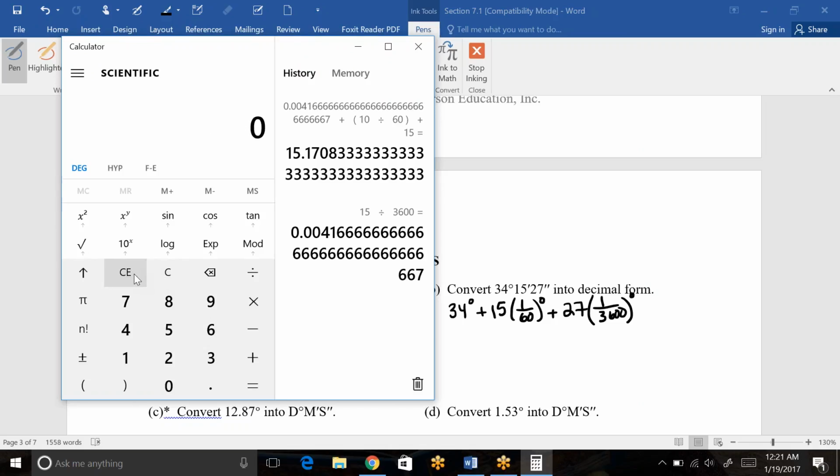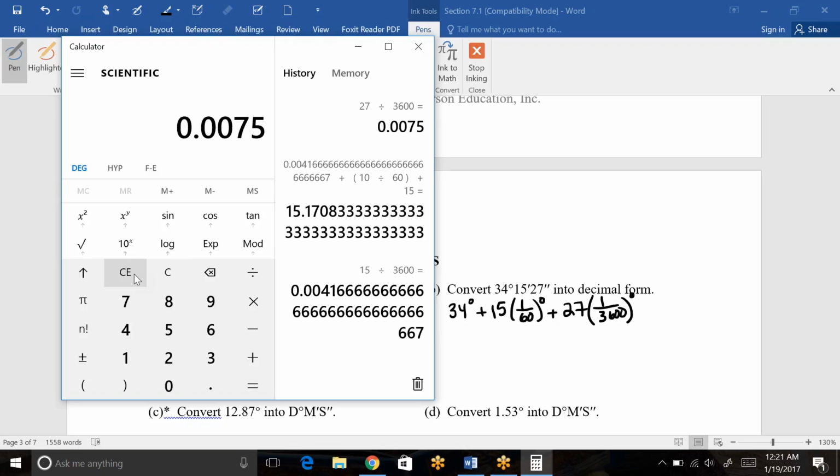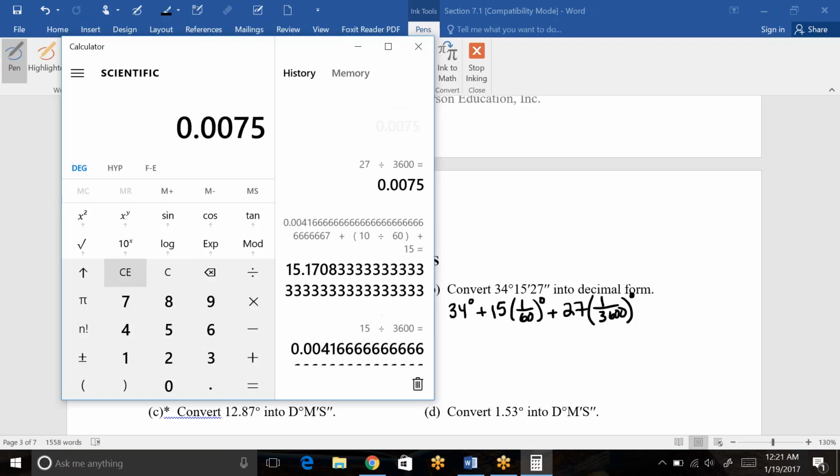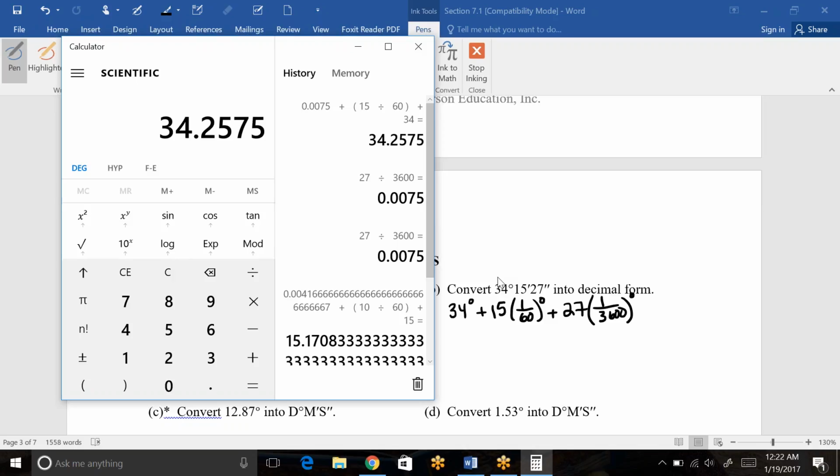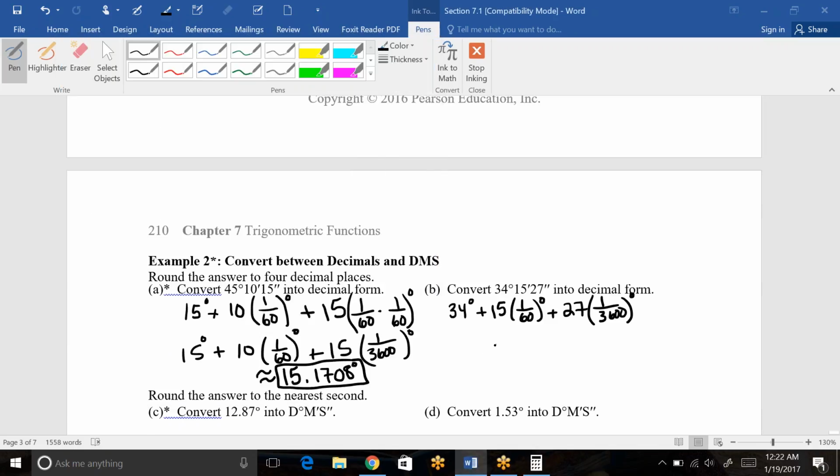Oops, sorry, I typed in 37. Plus parentheses 15 times, oops, well, we can do 1 and then divide that by, well, no, it's not going to like that. Sorry, if you don't type it in correctly on your calculator, it won't like it. So I'm just going to restart over. And then let's see, plus 15 divided by 60, and then plus the 34. So this one doesn't need to be rounded since it comes out exact, 34.2575.